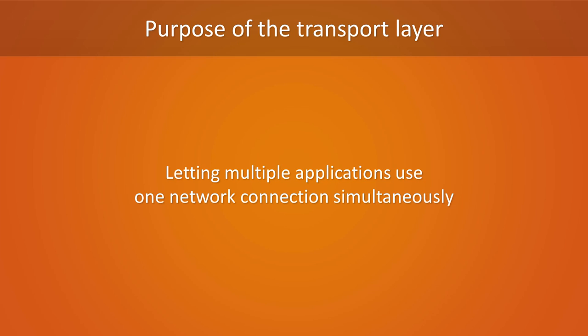Much like street names have house numbers, the transport layer creates about 65,000 ports on your computer per network connection. These ports can be reserved and used by applications on your computer, and one application can use multiple ports at the same time if it wants.